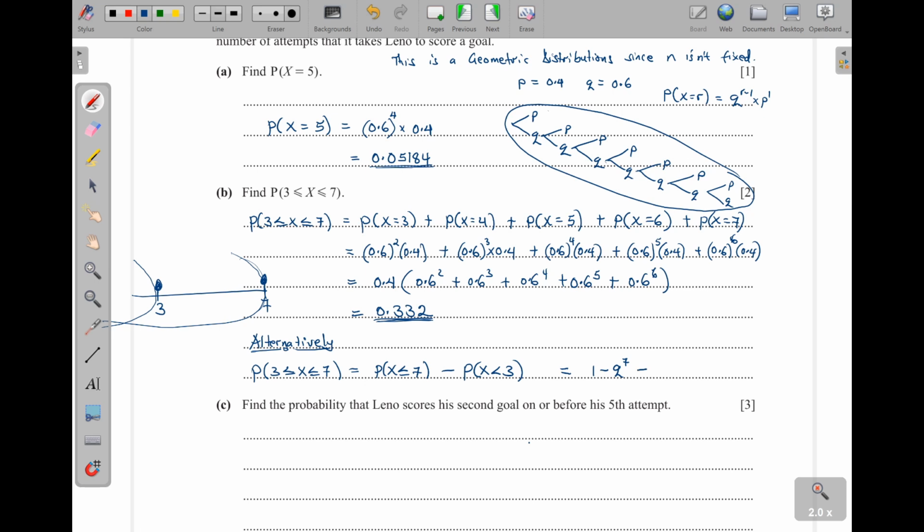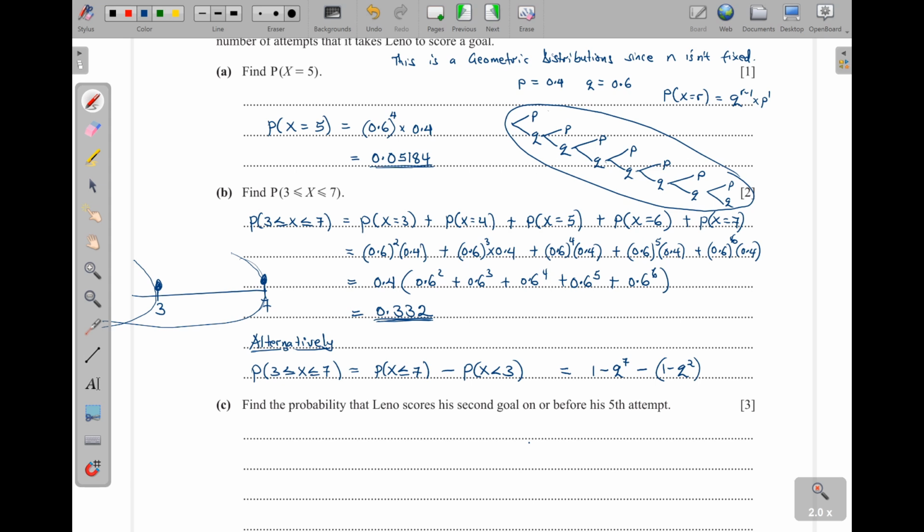Then I will subtract now less than 3. If it is less than 3, that means we have 1 and 2. So I will have P, then also QP. Less than 3, so we don't reach here. We only cut it from here. Now, if we have P and then QP, do you realize that it is this one that is left out? So I will say 1 minus Q squared, just like that.